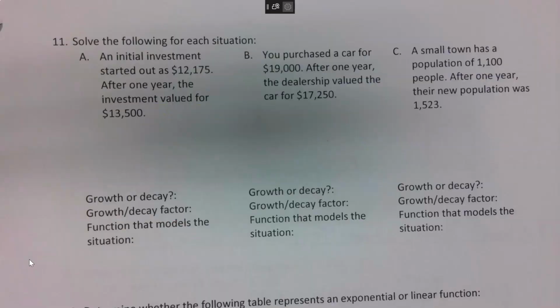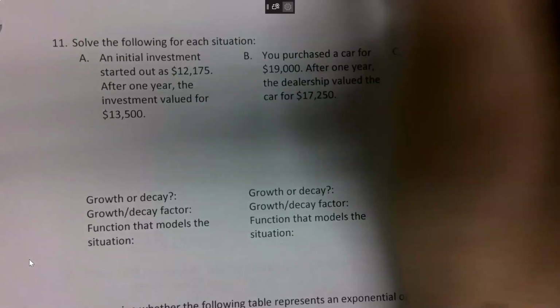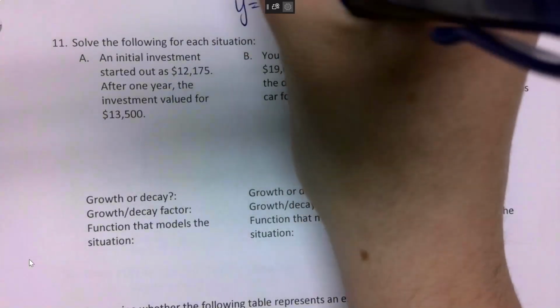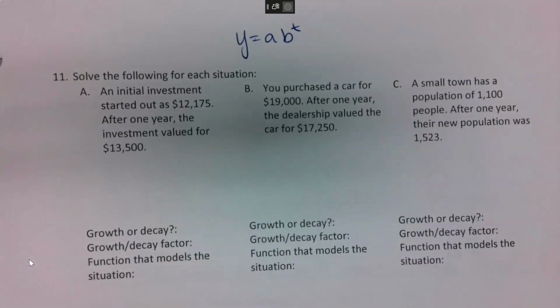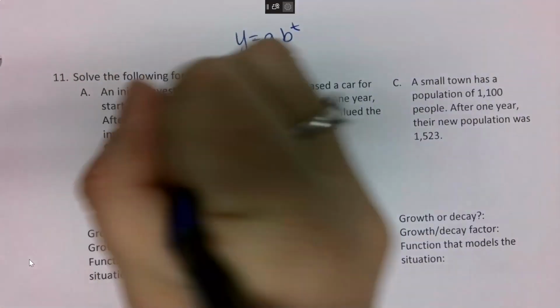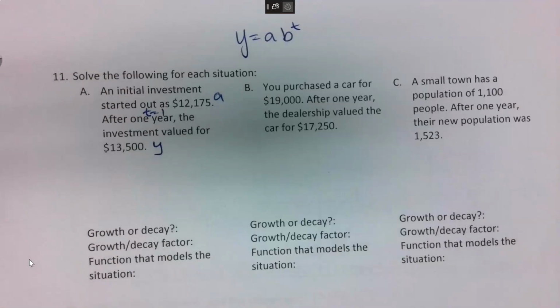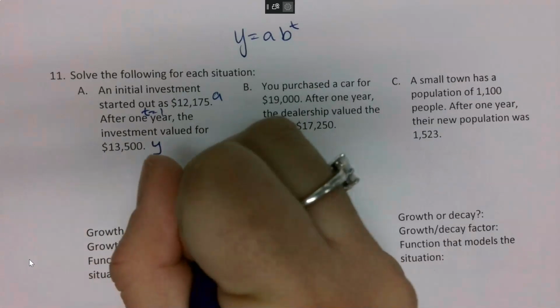Okay, so on 11, it wants me to solve the following for each situation. It wants me to find if it's growth or decay, my growth or decay factor, and then the function that models the situation. This is going to be in the form y equals a times b to the t exponent. A says an initial investment started out as $12,175, and then after 1 year it was worth $13,500. This is my initial amount. This is what I end with. 1 year is my time. So I'm just going to label those right now. It's asking if it's growth or decay. It gets larger, so this is growth.